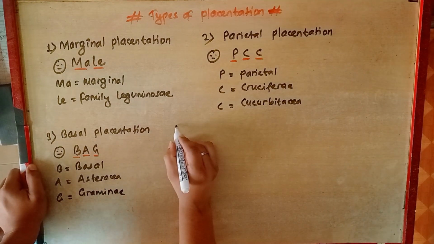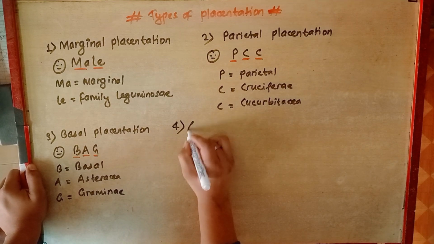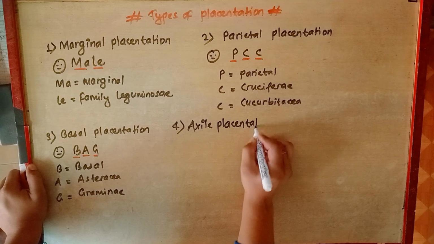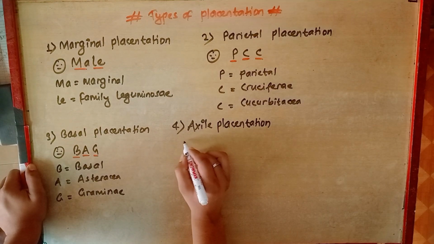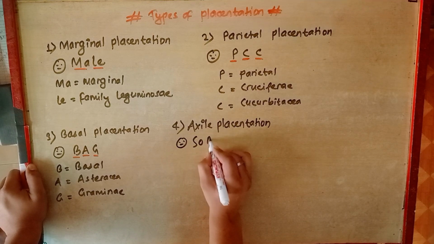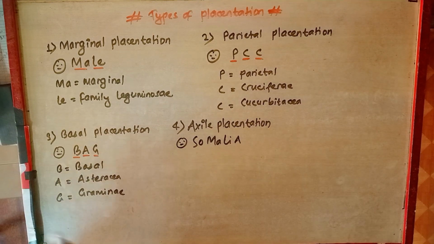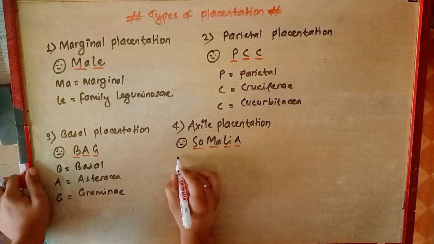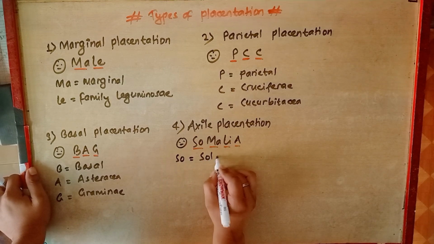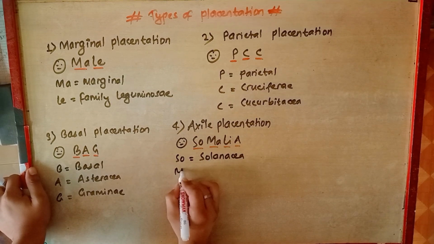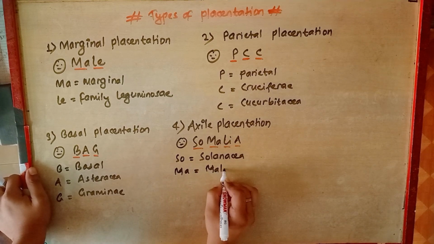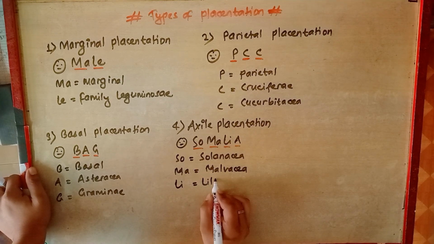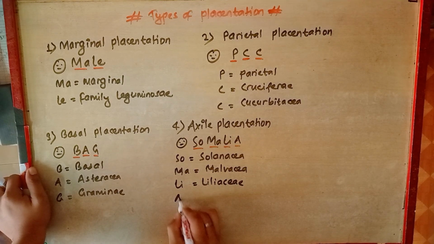And fourth, we have axile placentation. The trick is SOMALIA. Here A means axile. So means Solanaceae, Ma means Malvaceae, Li means Liliaceae, and A means axile.